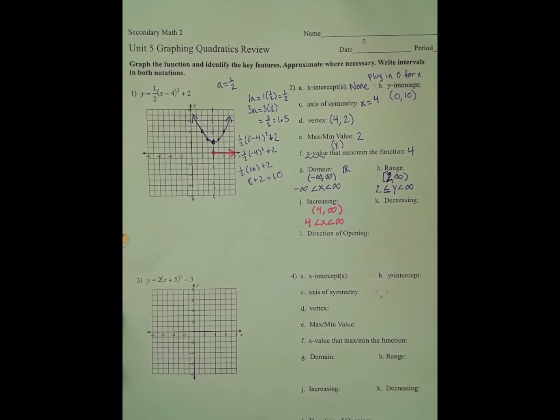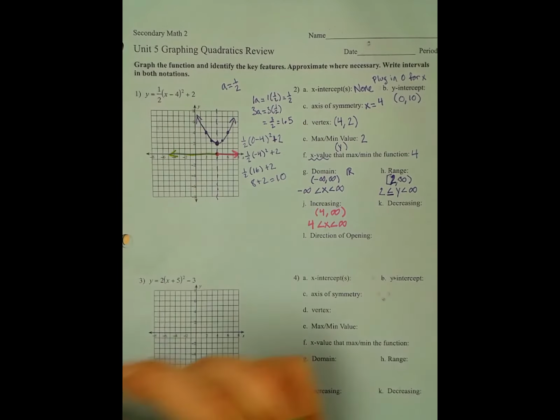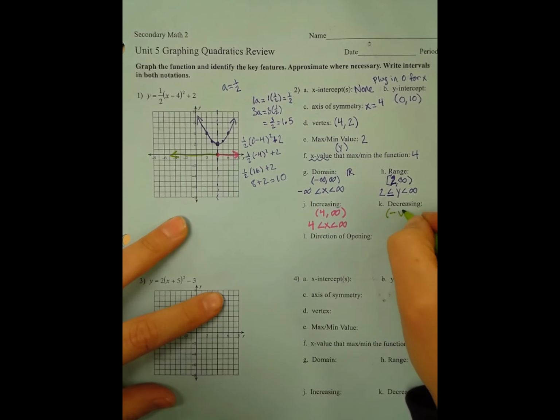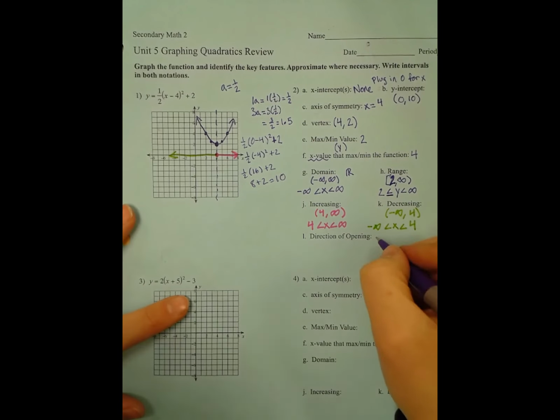And decreasing, here's a different color. Decreasing was this other side. Came in like that. So that was from negative infinity to 4. I was looking at x, so it's negative infinity, 4. And this parabola opens up. That was nice.